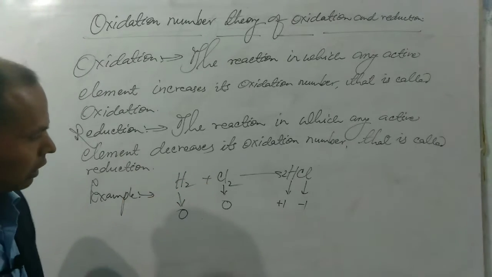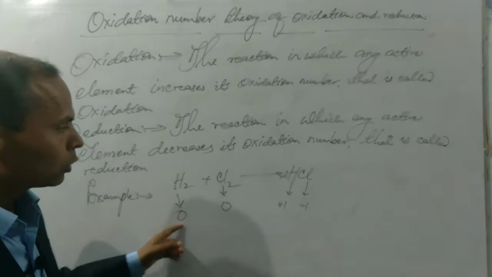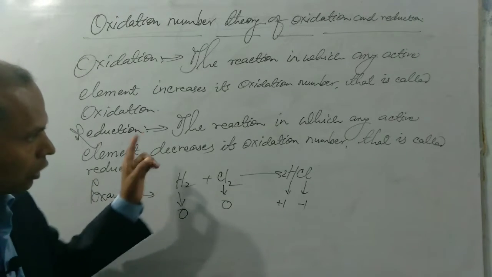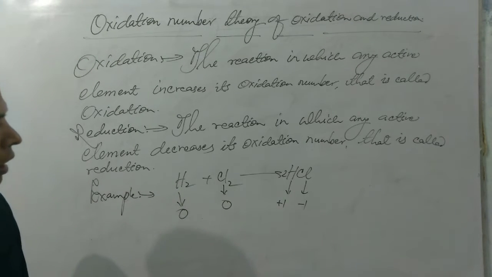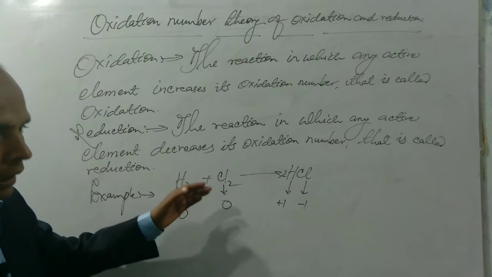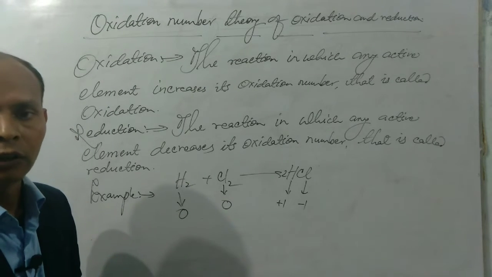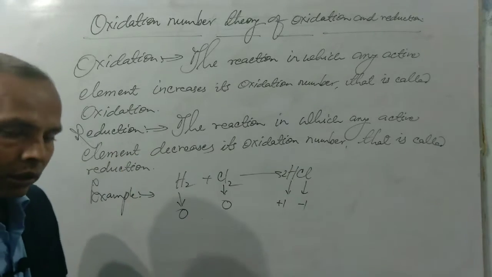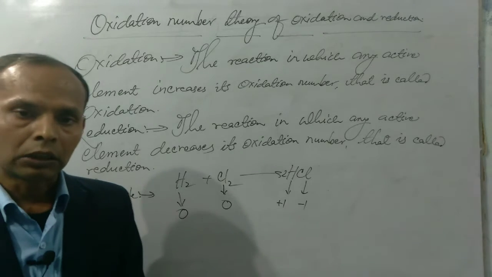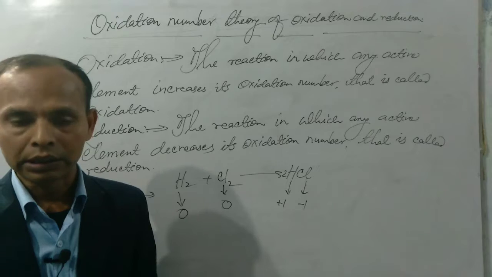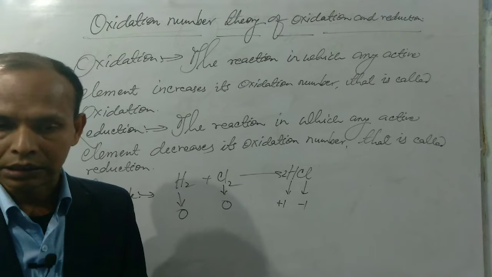So, we see that the oxidation number of hydrogen increases from 0 to +1. So, oxidation of hydrogen occurs and hydrogen is a reducing agent. Similarly, the oxidation number of chlorine decreases from 0 to -1. So, reduction of chlorine occurs and chlorine is the oxidizing agent. According to the definition, oxidation is the chemical reaction in which any active element increases its oxidation number, but reduction is the chemical reaction in which any active element decreases its oxidation number.